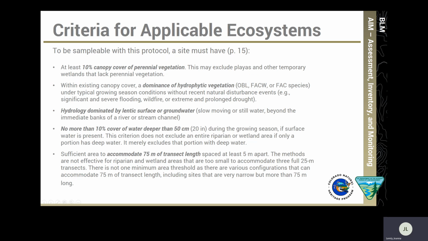More specifically, to be sampleable with the protocol, a site must have at least 10% canopy cover of perennial vegetation, a dominance of hydrophytic vegetation, those rated obligate, FAC-wet, or FAC in the National Wetland Plant Species List, hydrology dominated by lentic surface or groundwater, meaning slow-moving or still water beyond the immediate banks of a river or stream channel, no more than 10% cover of water deeper than 50 centimeters during the growing season, and sufficient area to accommodate 75 meters of total transect length based on 3 25-meter transects spaced at least 5 meters apart.